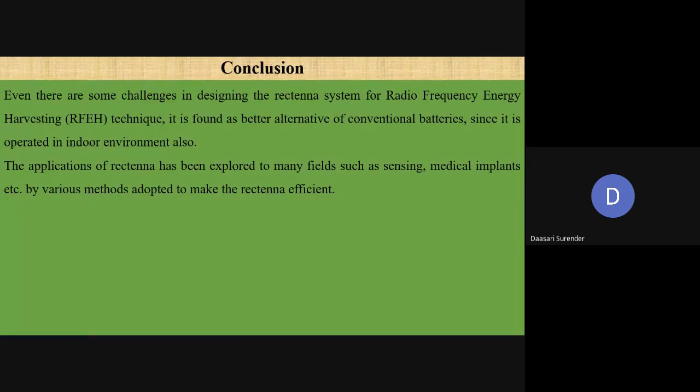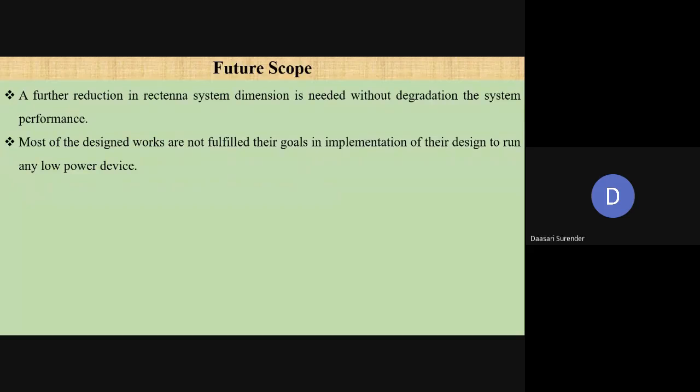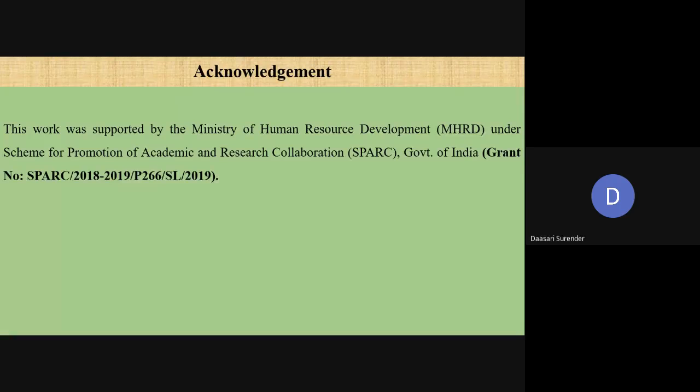So this is the conclusion. Further reduction in the rectenna system dimension is needed without degrading the system performance, and most of the systems presented are tested in the laboratory itself. So there is a need to explore the ambient environment.